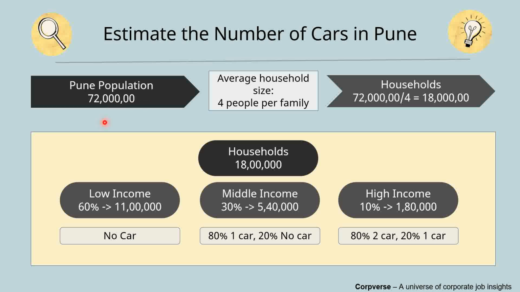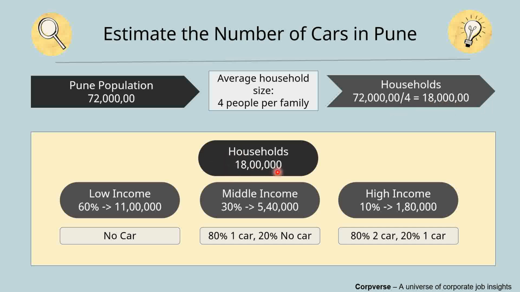So once you have the population of Pune, then you can make a guess of the number of people in a family, that is the average household size. So here we have assumed the average household size to be 4 people per family. Now this is also just a sound guess. We cannot say 1 person per family, we cannot say 10 people per family. So we have assumed it to be 4 people per family. Once you have made these two guesses, you can arrive at the number of households by dividing the population by average household size. So this gives us the number of households as 18 lakh.